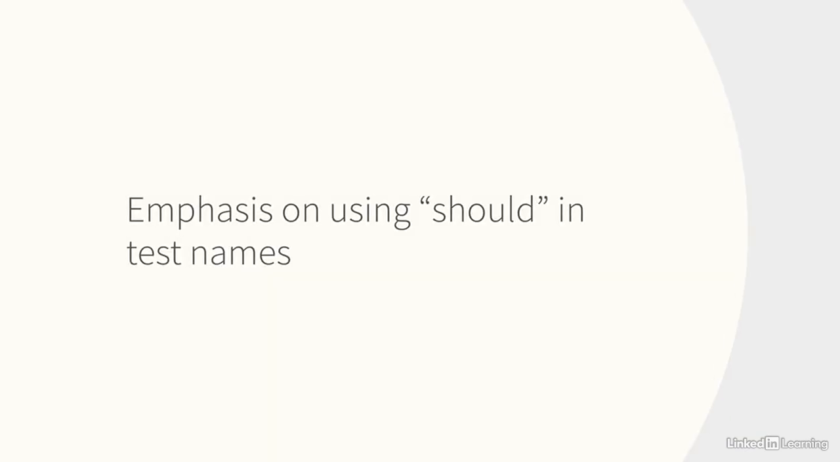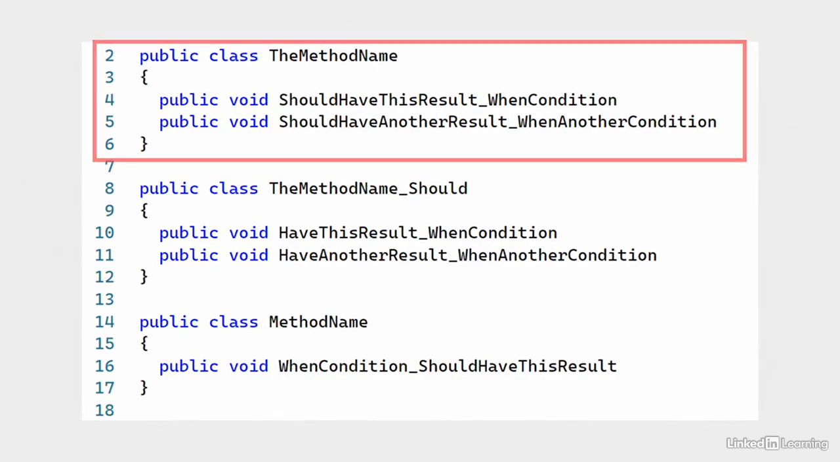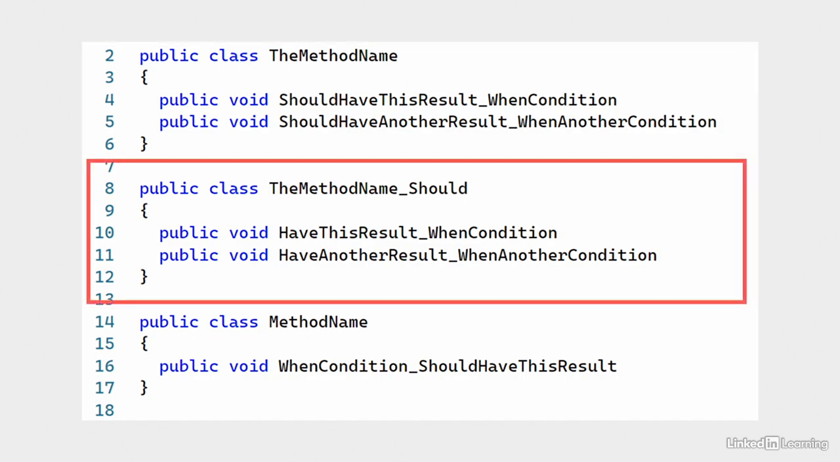One thing that Dan highlighted in his thesis is that test names are better with the word should in the name. There are many variations on this theme. I'll show you the ones I like and use. Here's an example. Line 2 declares a class with the method name. This is the method we are testing. Each method in the class starts with the word should. On line 4, it's should have this result underscore when condition. And on line 5, it's should have another result underscore when another condition. Once again, we see the repetition of a word at the beginning of a method, which follows the advice of BDD guidance. I have a revision I use.